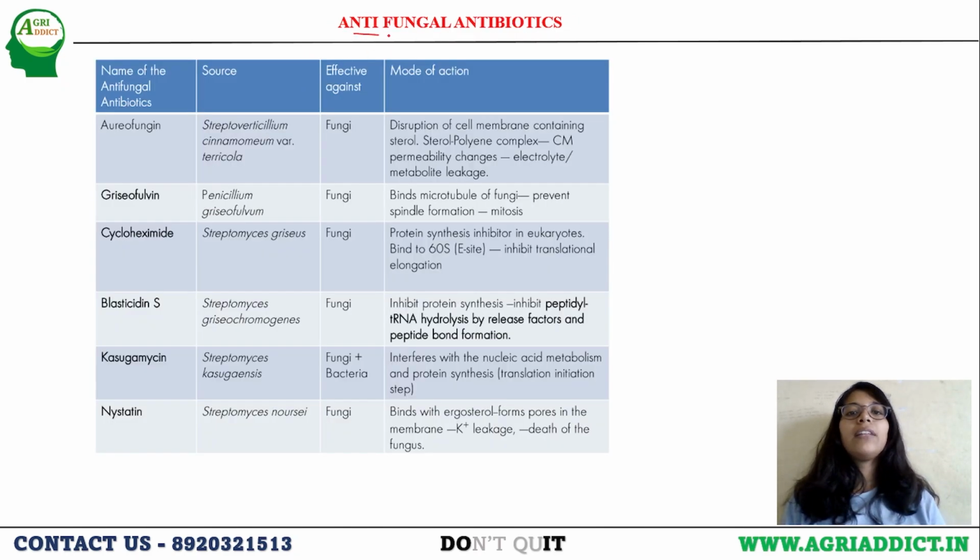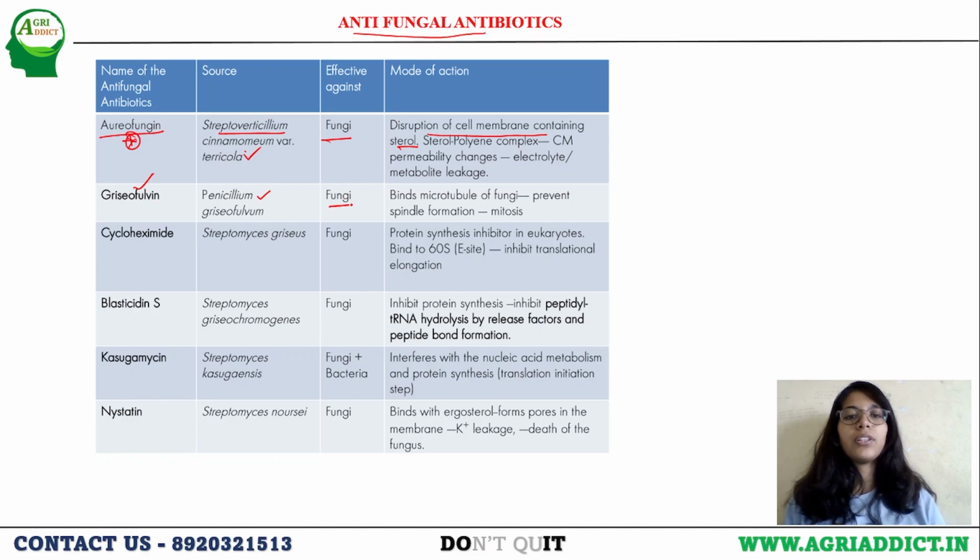There are also various antifungal antibiotics. From them, aureofungin is the most important one. It is produced by Streptoverticillium cinnamoneum var. terricola. It is effective against fungi, and it disrupts the cell membrane containing sterol. Second is griseofulvin. It is produced by Penicillium griseofulvum.